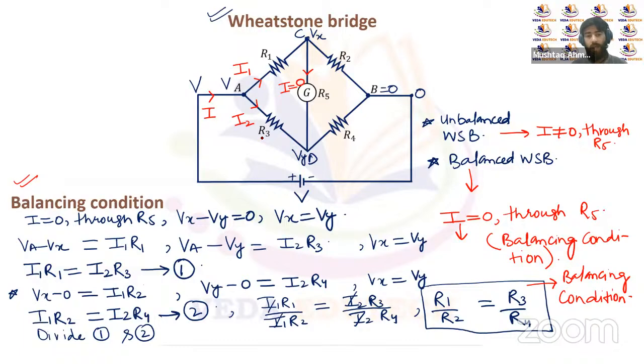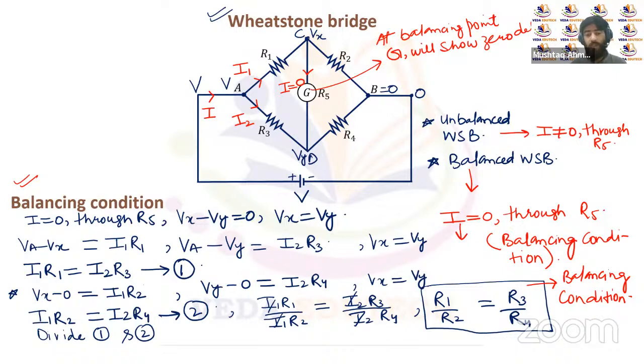So the current I flowing through this R5 will be equal to 0, or we can say the galvanometer at balancing point will show zero deflection. It means that the deflection shown by the galvanometer at this point will be equal to zero. So this is how the balancing condition is done.